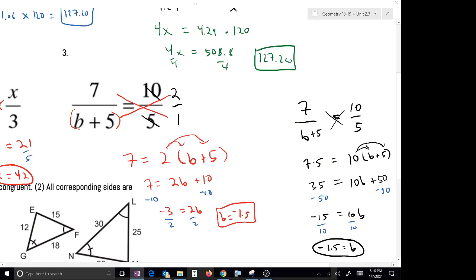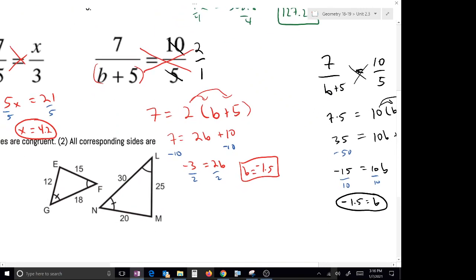Okay. All right. It's just that when you reduce the numbers, it's a little bit easier to deal with the smaller numbers in certain situations.